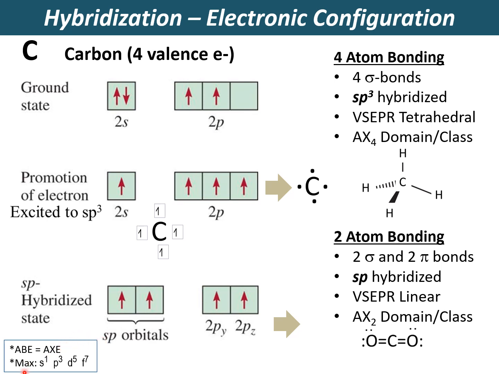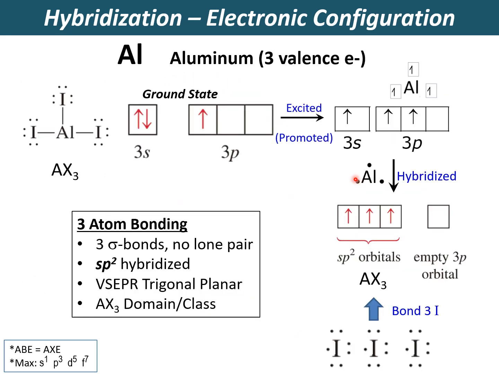Also note that when it comes to hybridizing, S will max out its geometrical locations at 1, P will max out its geometrical locations at 3, D at 5, F at 7. Okay? So that's how it will look if we did hybridization of carbon. Let's take a look at another example.